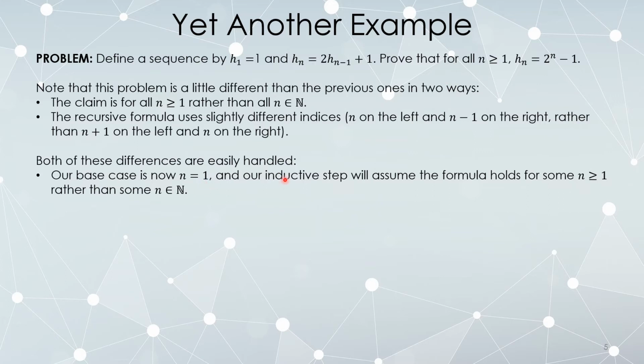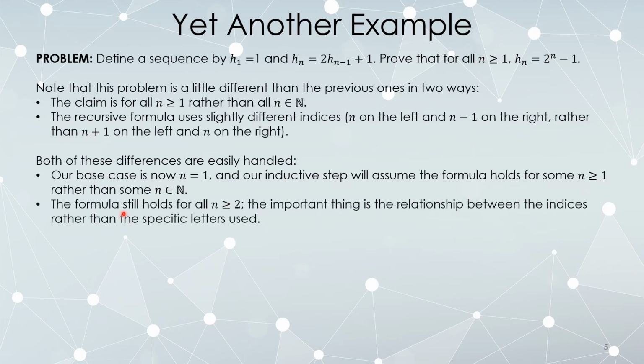The inductive step will then assume the formula holds for some n bigger than or equal to 1, rather than some natural number, because we are only interested in the n's bigger than or equal to 1. Then we're going to try to show that the formula holds for all n bigger than or equal to 2. That's going to be our inductive step. Having assumed that it holds for some n, we're going to try to show it holds for something 1 larger.